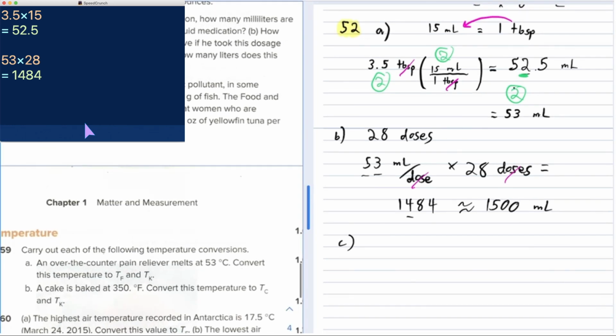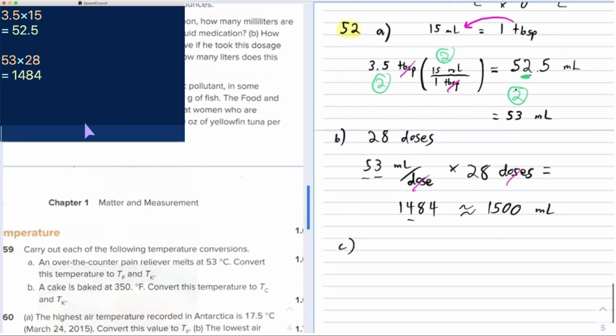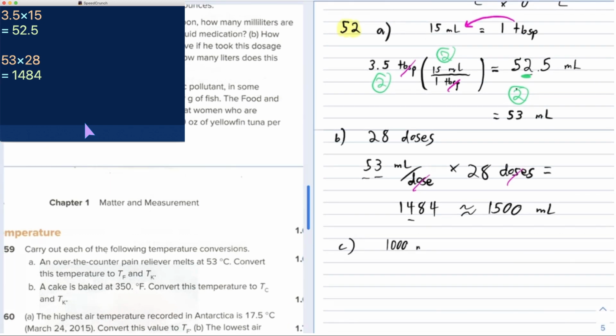And then for part C, how many liters does this correspond to? How many liters? So for part C, it takes 1,000 milliliters to equal 1 liter. And so we can take our 1500 milliliters, then converting it to liters, milliliters goes to liters right here. So we use that relation to build the conversion factor. Get rid of milliliters, put that on the bottom. 1 liter goes on top.